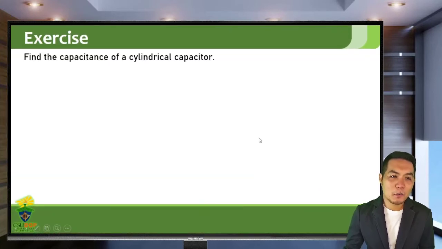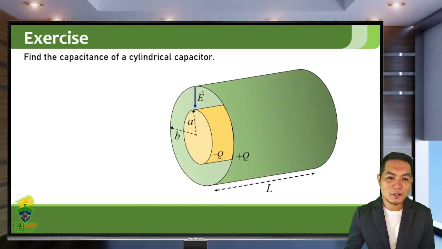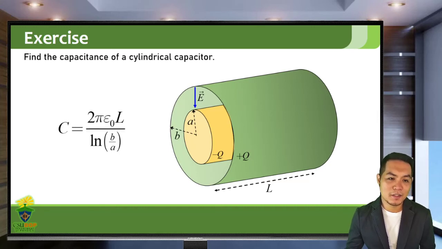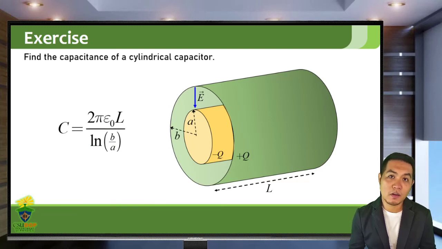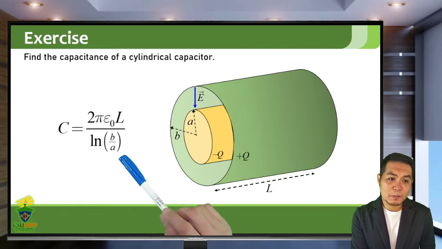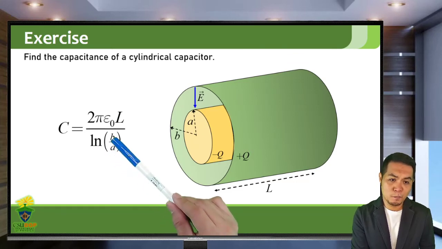As an exercise, I will leave this to you. Try to find the capacitance of a cylindrical capacitor. Just follow the steps in the previous two problems. Find the potential difference between the two cylindrical shells first, and then solve for the capacitance by using the formula Q over V. And you will get this answer. The capacitance for a cylindrical capacitor depends linearly on the length of the capacitor. So the longer the cylindrical capacitor, the larger the capacitance, and it is inversely proportional to the natural logarithm of b over a.